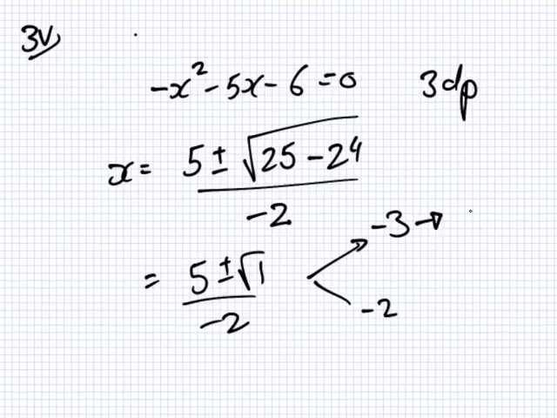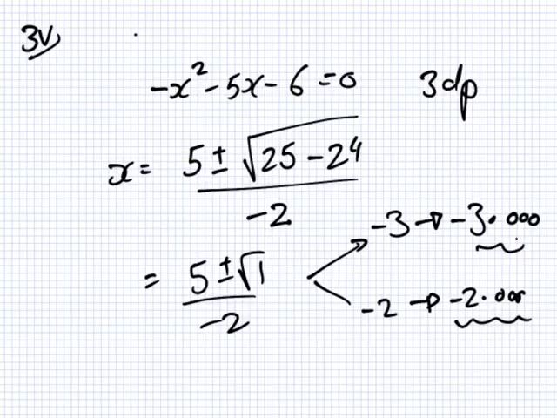3 decimal places, well, it already is 3 decimal places. Minus 3.000 and then minus 2.000. How come your answer is only minus 3 and minus 2? Oh, that's fine. So, for the exam, I'm overkilling by writing it like this. The expectation in the exam is that you could leave it like this. So this is just overkill.